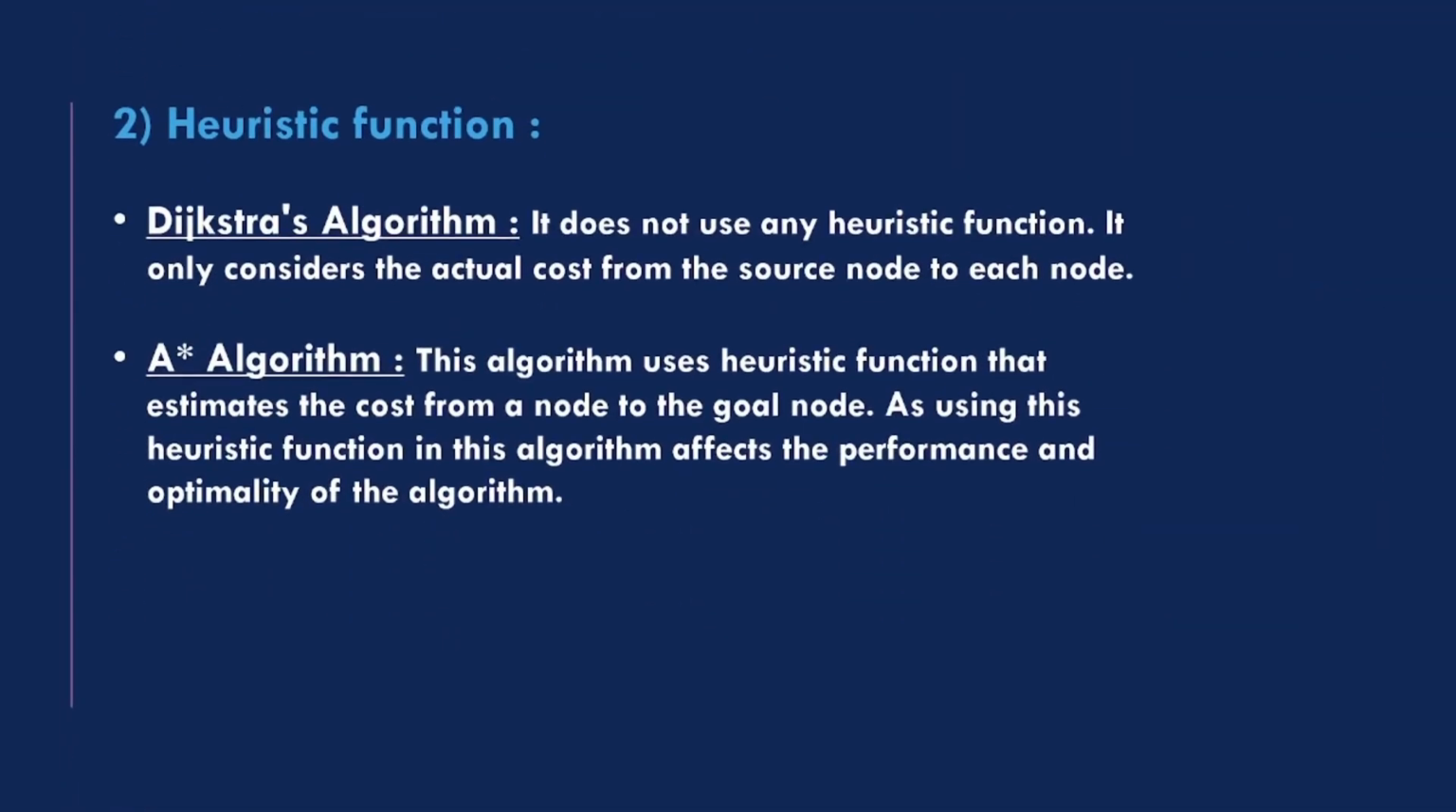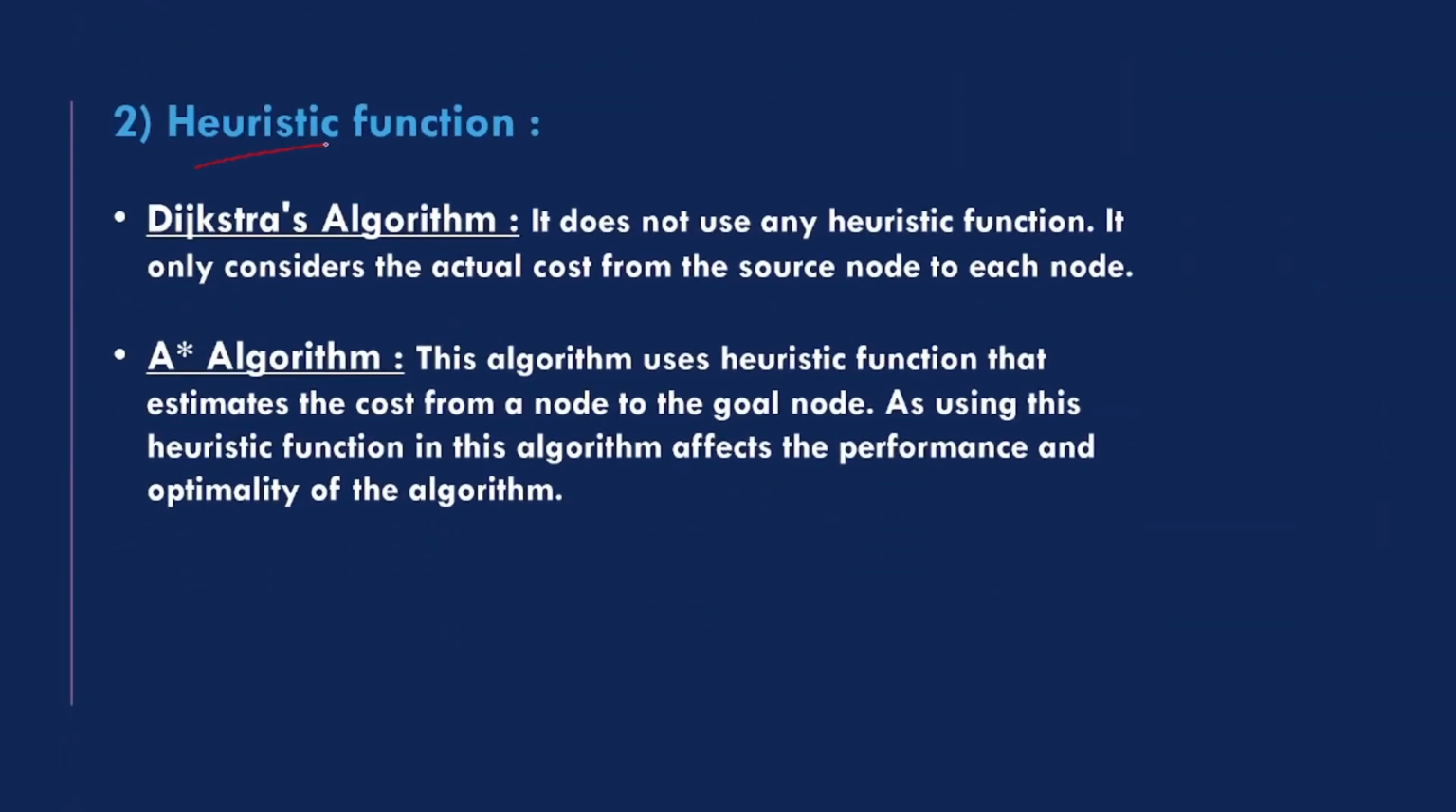Let's get further. The second point is the heuristic function. Dijkstra's algorithm does not use any heuristic function. It only considers the actual cost from the source node to each node, in which only the source node has a value, while the other nodes are initialized as infinite. The A-star algorithm uses a heuristic function that estimates the cost from a node to the goal node. Using this heuristic function affects the performance and optimality of the algorithm.